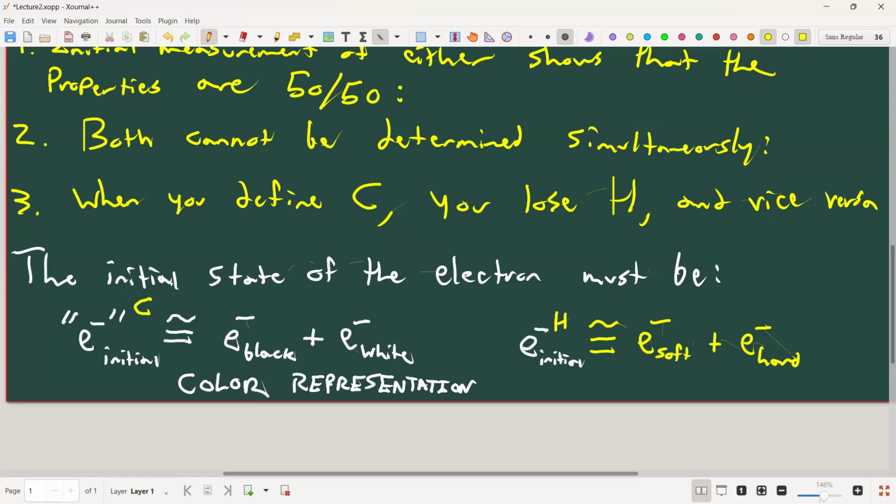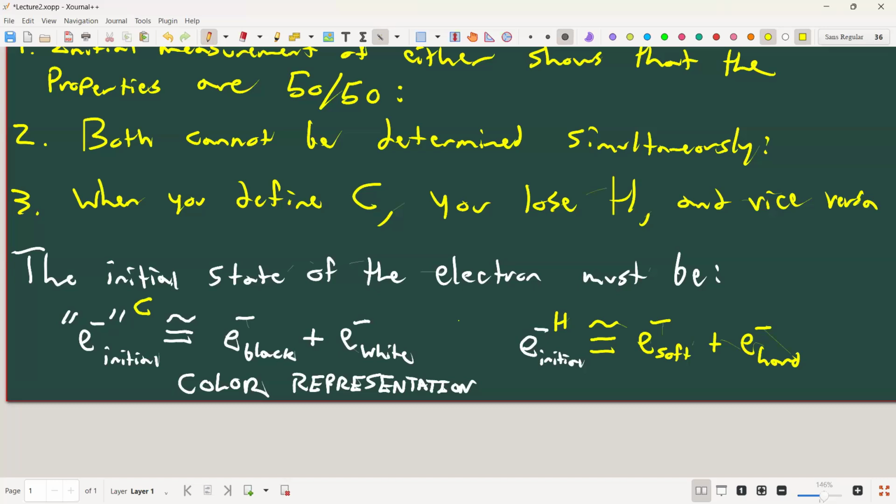It can be black and white simultaneously, or it can be hard and soft simultaneously. But you can only choose one of them. The moment we define the system in terms of its color, we know nothing about its hardness, and vice versa. So these are two equivalent descriptions of the electron from two different perspectives that don't commute. They don't interact, and so you can't know them simultaneously. These are independent representations of the electron, depending on the experimental context we choose.